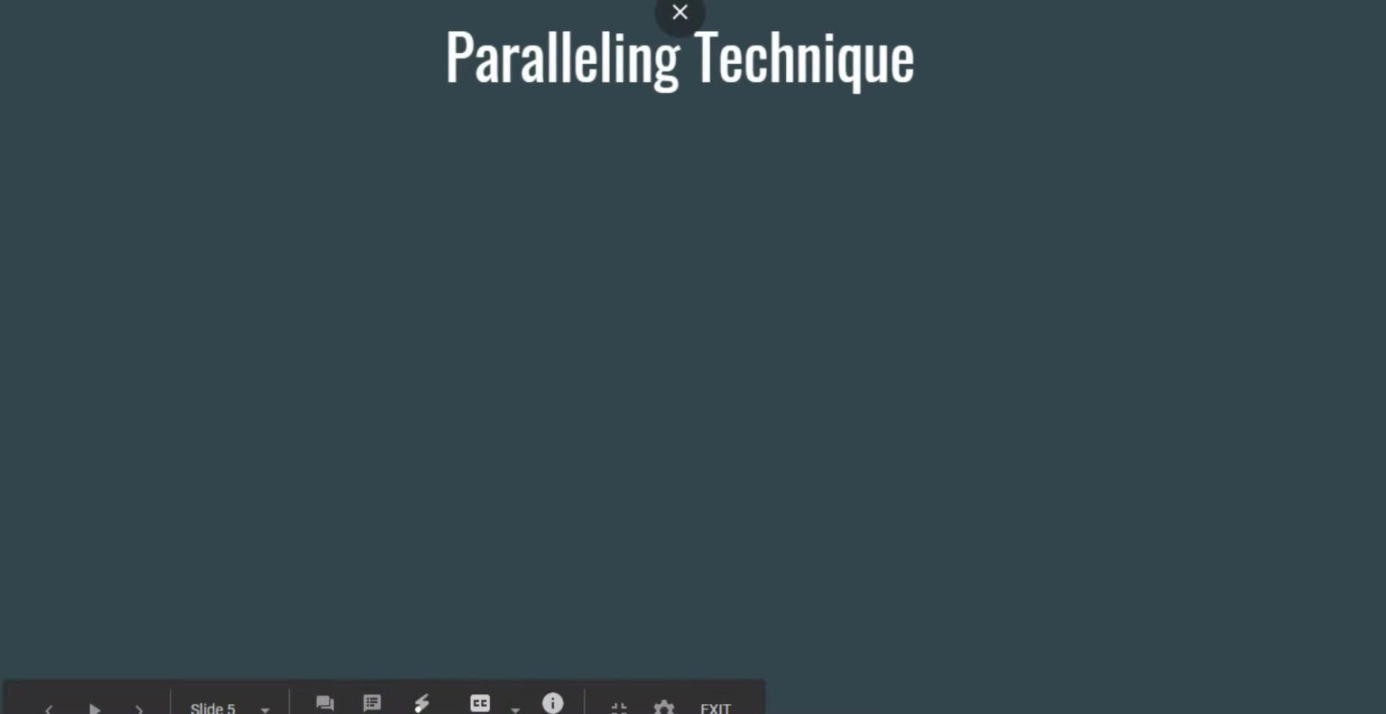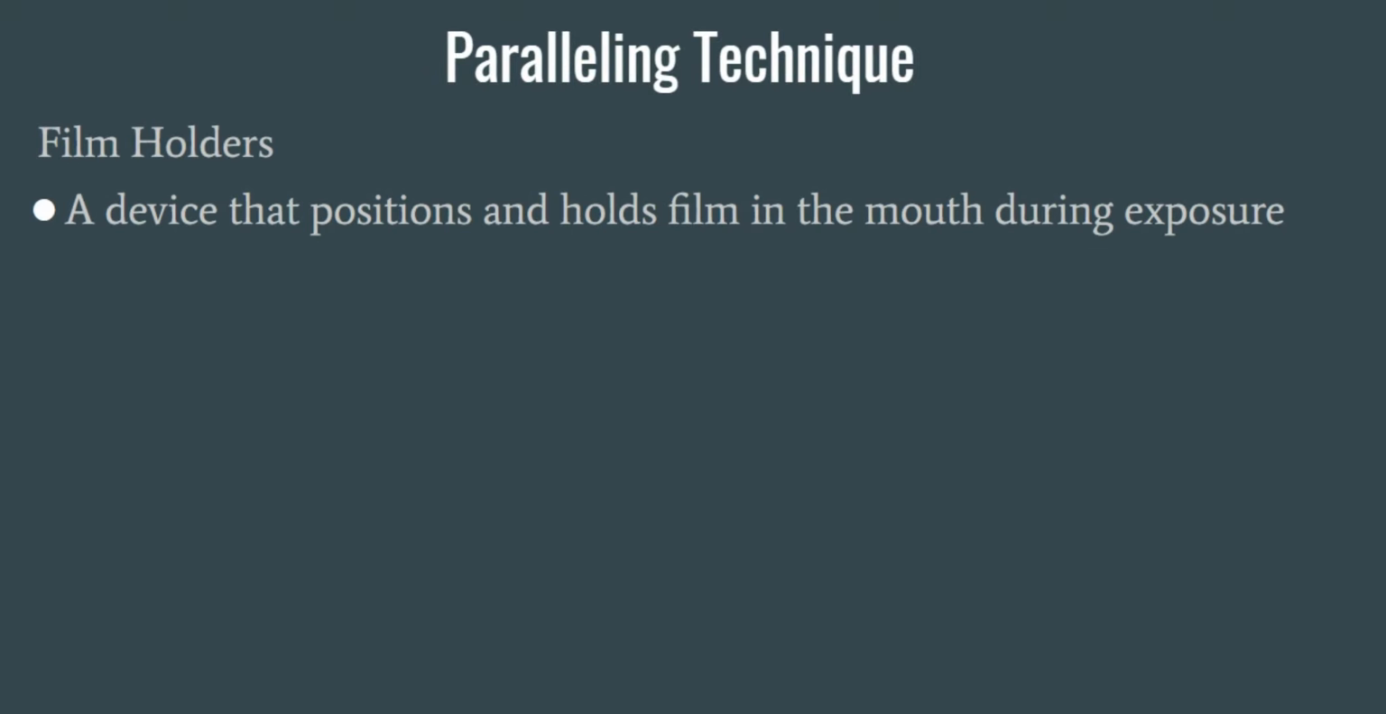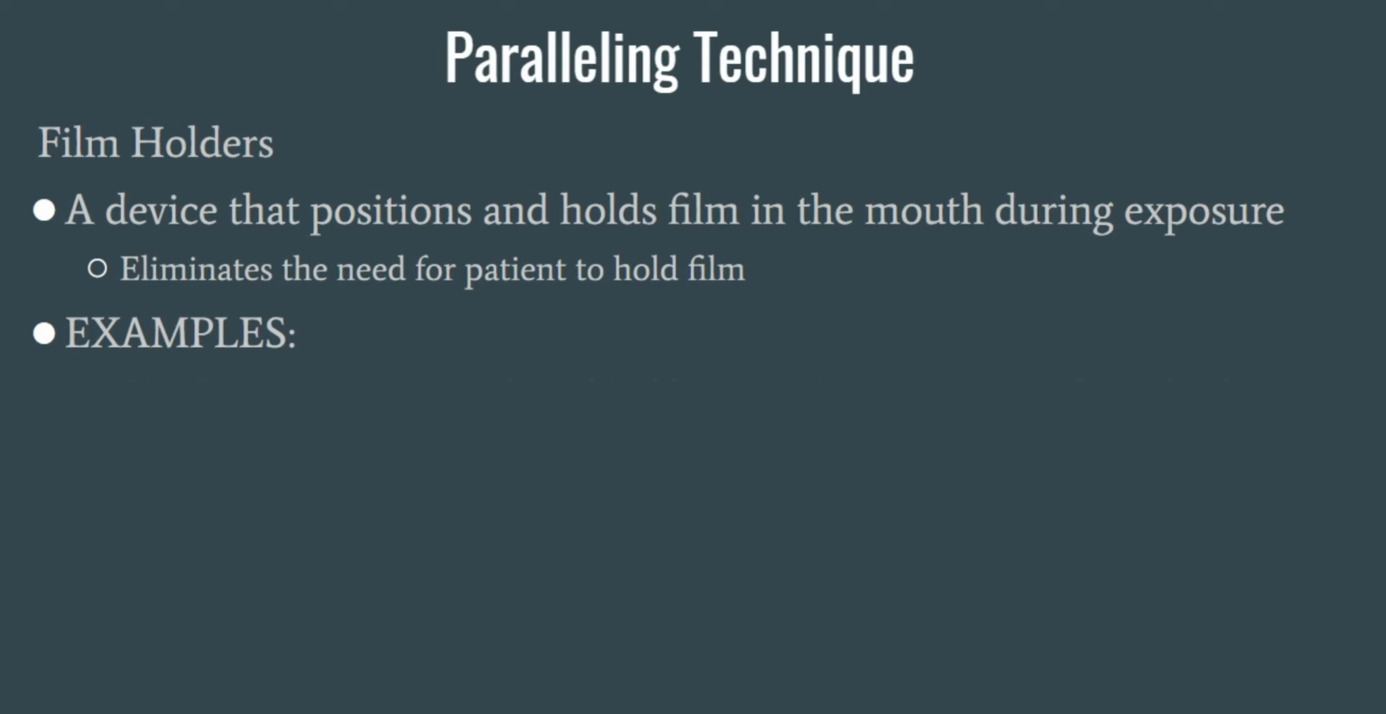So as I previously mentioned, the paralleling technique uses something called a film holder. This is a device that holds and positions the film in the mouth during exposure. This totally eliminates the need for anybody to hold the film, whether it's the patient or the operator. We do not have to hold the film in the mouth. There are several different types of film holders on the market, but some examples are as follows.